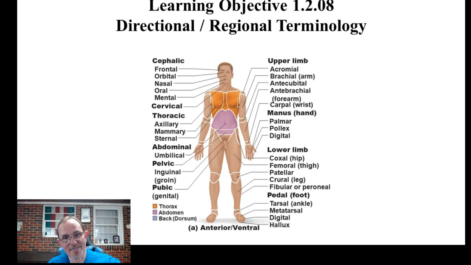Now, here's that other one. Pollex is the thumb. Hallux is the big toe. It sounds a lot alike, and I'm just giving you a heads up. Folks miss this on tests, so I would spend extra time on that.